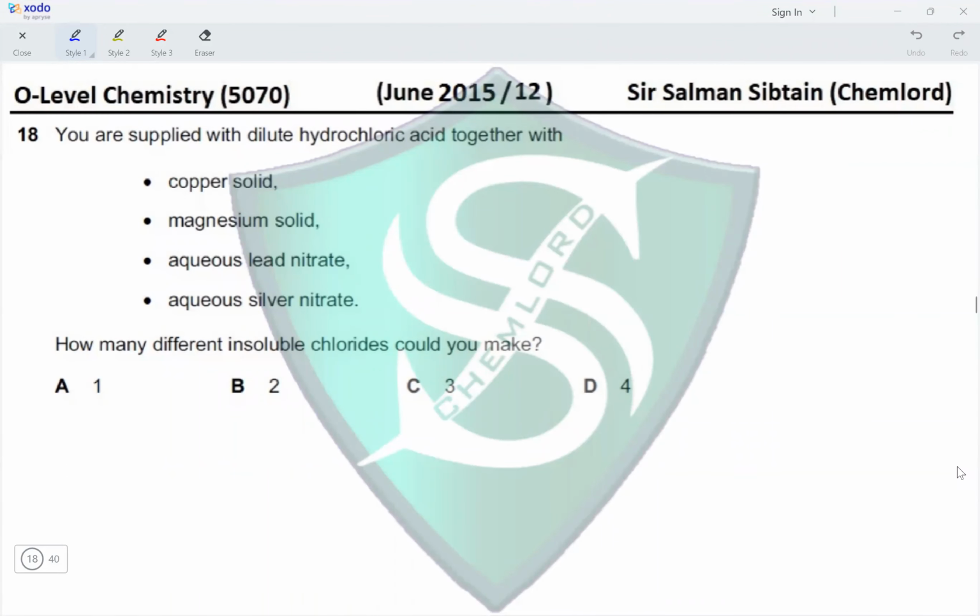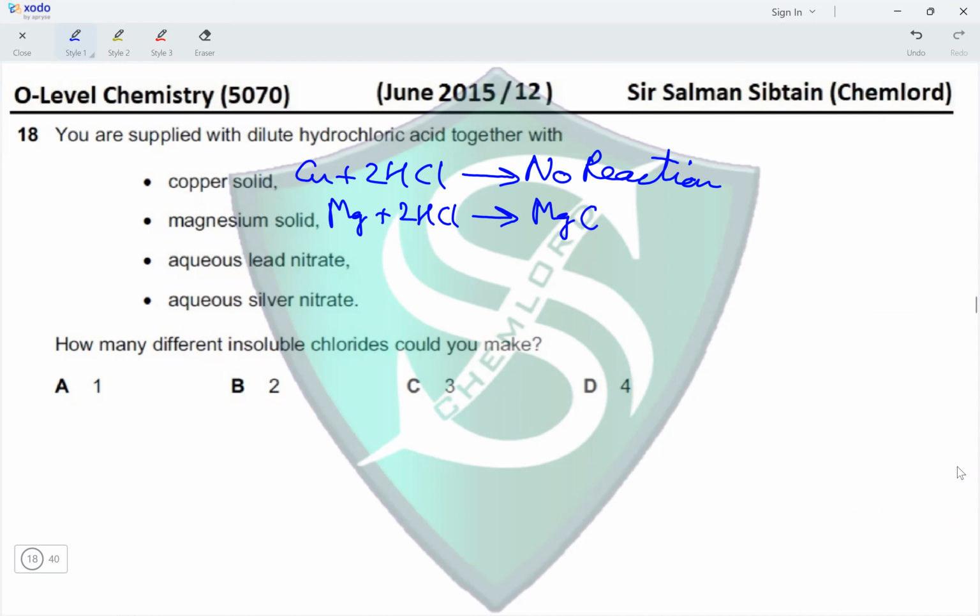Question 18. You are supplied with dilute hydrochloric acid together with copper solid, magnesium solid, aqueous lead nitrate, aqueous silver nitrate. How many different insoluble chlorides could you make? Okay, so copper plus HCl, we will have no reaction because this is dilute hydrochloric acid and copper being less reactive than hydrogen will not displace it from hydrogen chloride. Next, we've got magnesium metal reacting with HCl. This would produce magnesium chloride, which is a soluble salt, and it will release hydrogen gas.